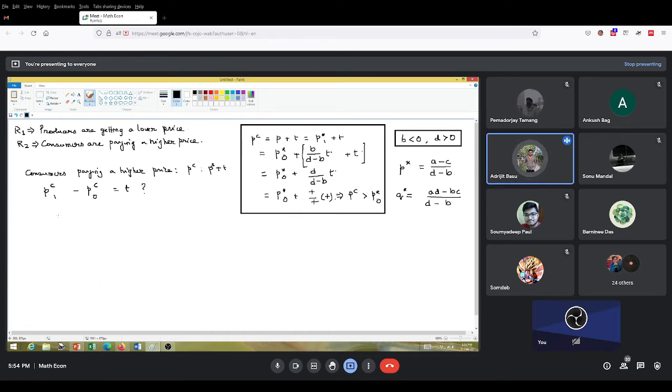Sir, is it d by d minus b into t? Yeah, let us see whether it is equal to T or not. So that means now if you are paying 5 rupees originally and the tax is imposed of rupees 1, are you paying 6 rupees? That is the question that I'm asking.